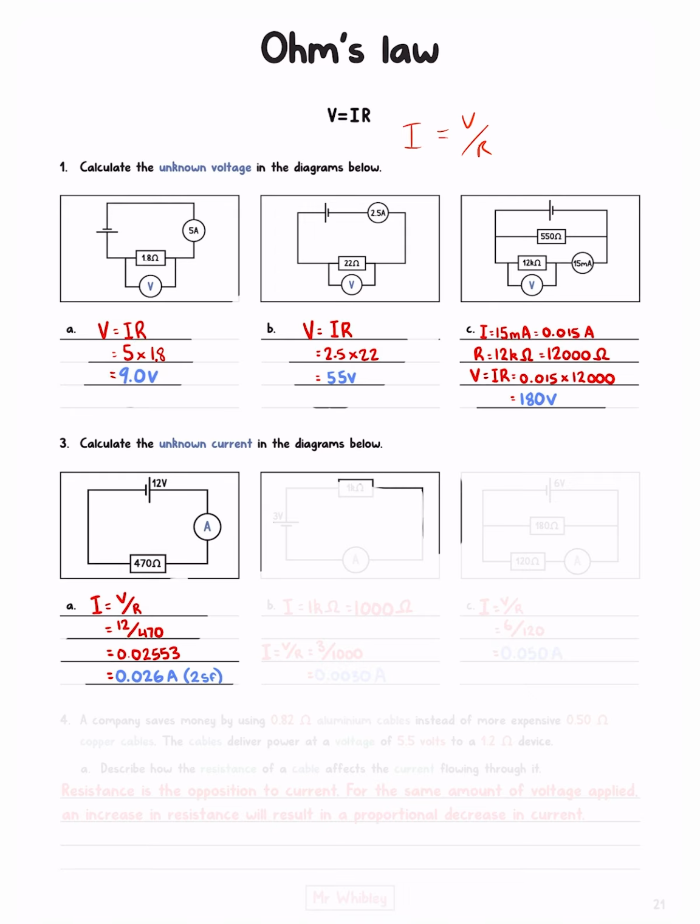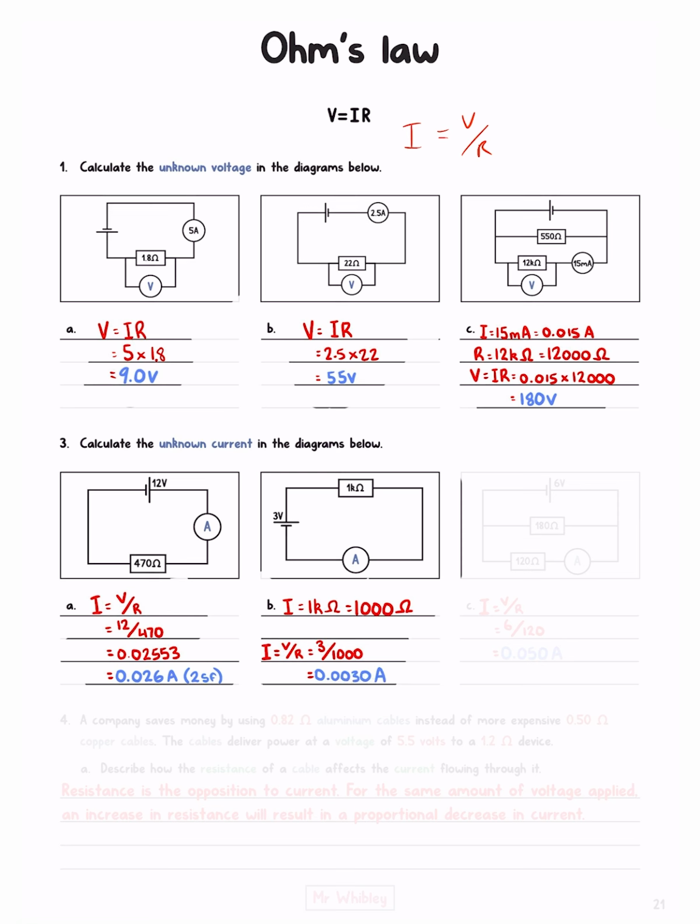For our next circuit, we have a 3 volt voltage source in series with a 1 kilo ohm resistor and our unknown ammeter, where our resistance of 1 kilo ohm is just 1000 ohms. Once again, using our equation that the current is voltage over resistance, putting in our voltage and our resistance gives me 0.0030 amps.